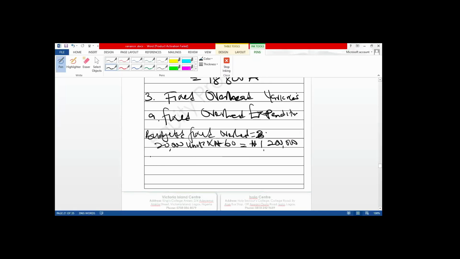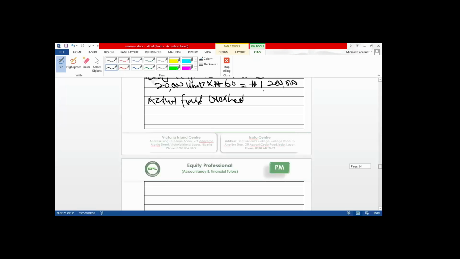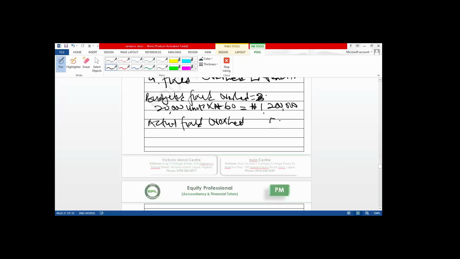Less actual fixed overhead. The examiner gave us the figure, 580,000. Now look for the difference. Minus 580, 620,000 favorable.